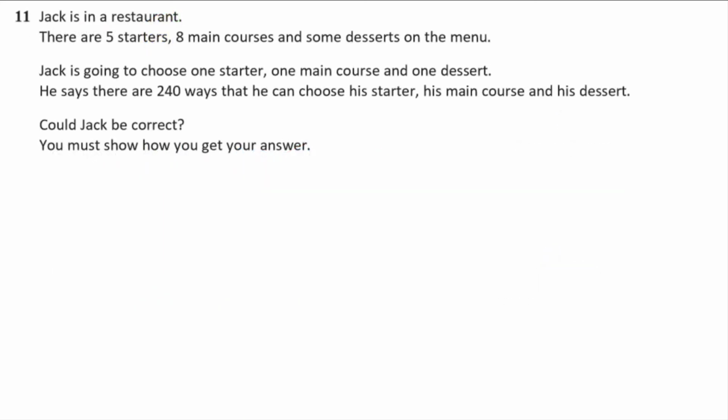Question 11. Jack is in a restaurant. There are 5 starters, 8 main courses, and some desserts on the menu. Jack is going to choose 1 starter, 1 main course, and 1 dessert. He says there are 240 ways that he can choose his starter, his main course, and his dessert. Could Jack be correct? You must show how you work out your answer. Okay, well, the number of ways generally is going to be the number of dishes for each of those multiplied together, isn't it? You've got 5 starters, you've got 8 main courses, but we've got some desserts. I don't know what the desserts are.